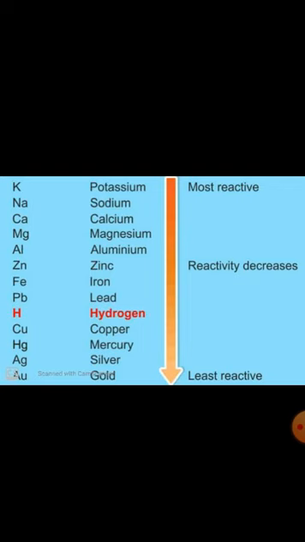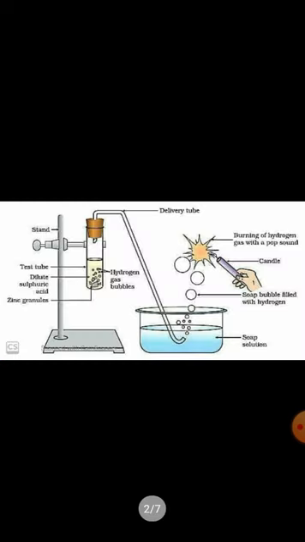Now, let us see how a metal reacts with dilute acid. Metals usually displace hydrogen from dilute acids. All the metals which are above hydrogen in the activity series displace hydrogen from the dilute acids. Reactions of metals with dilute HCl are exothermic. They evolve heat.